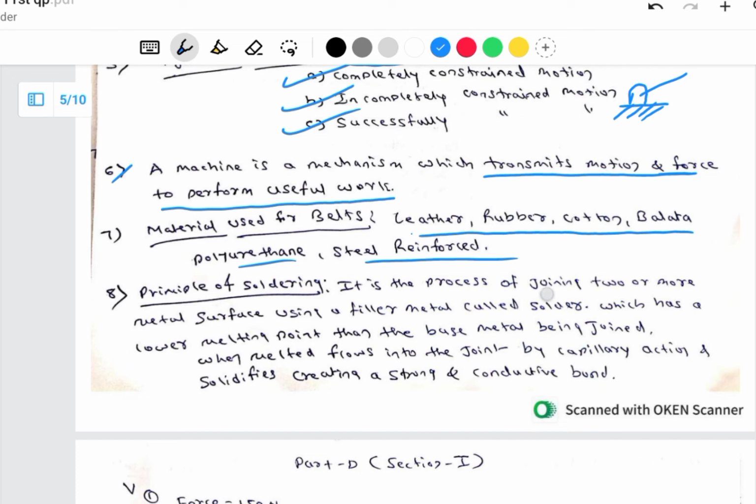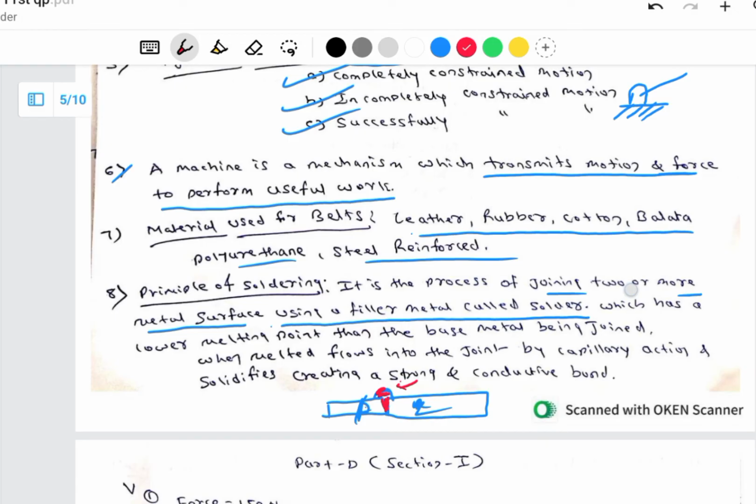Then the principle of soldering: it is a process of joining two or more metal surfaces using the filler material, called soldering. Already in the film blanks also we have explained that one. Whenever you are joining two or more metals, there will be no melting of these base metals. We will not melt these two metals, metal number 1 and 2. Only we have to add here filler material. This filler metal will be melted and filled into the gap, and because of which the joining of the two metal parts will take place.